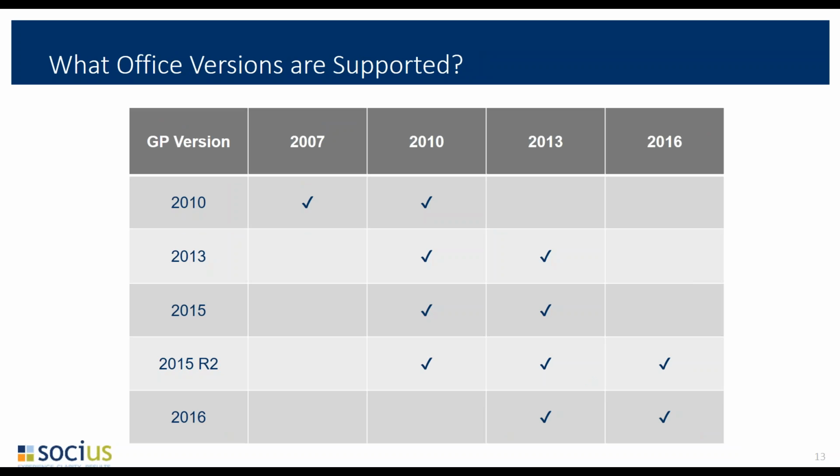Next topic could be an issue for some folks. This is what Office versions are supported. Notice with Dynamics GP 2016, Office 2013 is the lowest supported version.